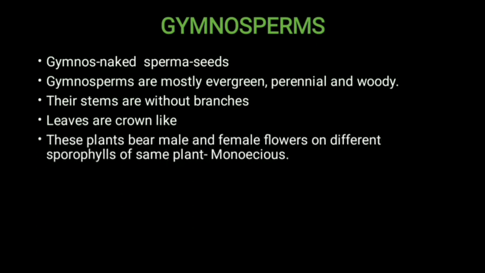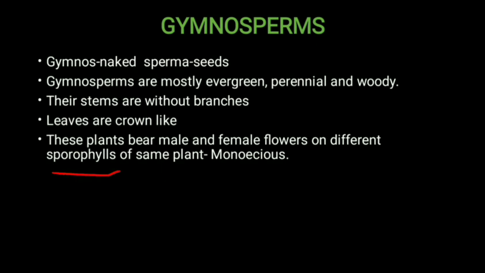These plants bear male and female flowers on different sporophylls of the same plant. Here, you don't know the meaning of sporophyll, children. What is meant by sporophyll? Sporophyll means there is one cone-like structure present on the plant, which is called a sporophyll. And here the plant bears male and female flowers on different sporophylls of the same plant. Means the male and female flowers are present on the same plant only.